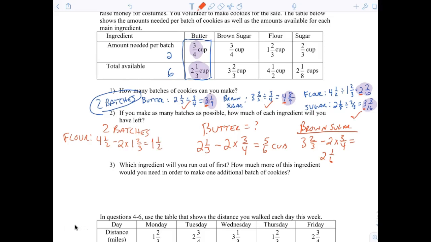1 1/6. Try that again on your calculator. Everybody's saying 1 1/6. I'm not saying you're wrong, just double check. 4 1/2 minus 2 times 1 2/3. Everybody okay with that being 1 1/6? 1 1/6 is good? All right, now the last one we have is what?